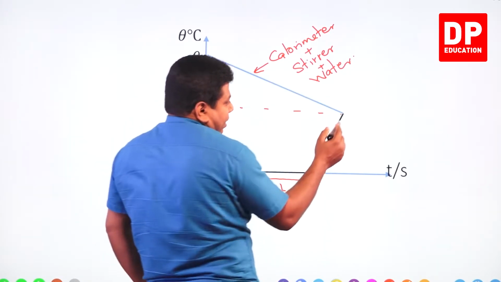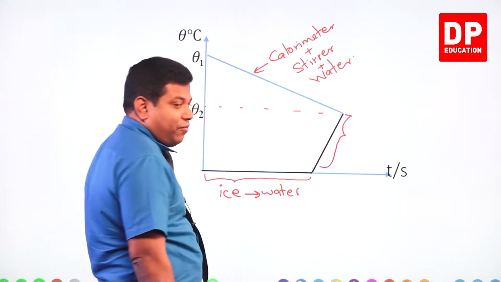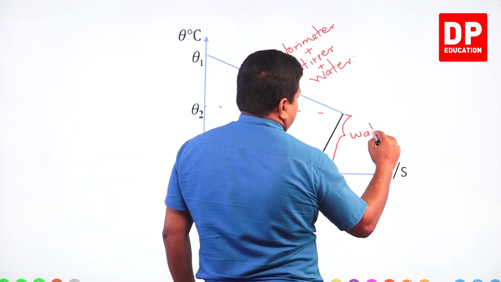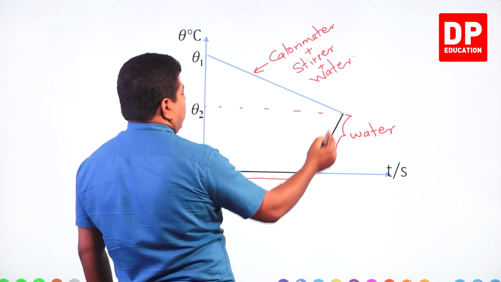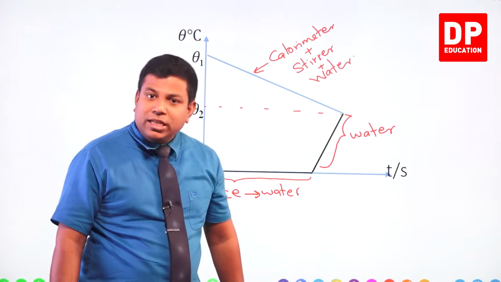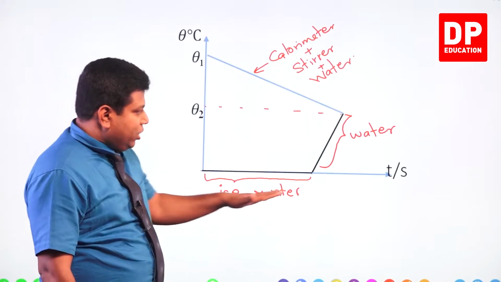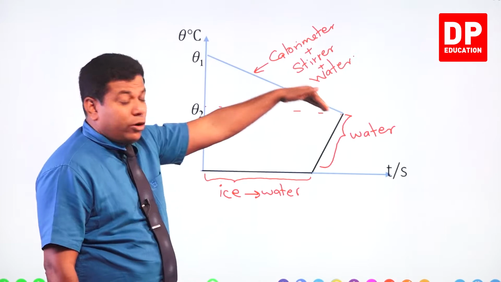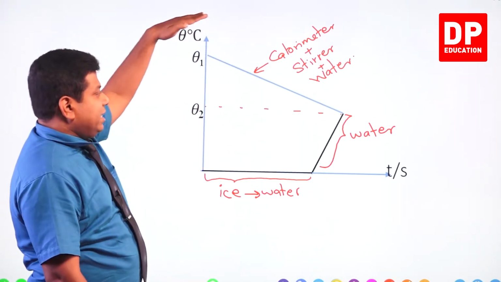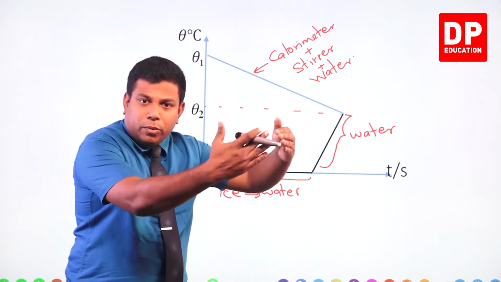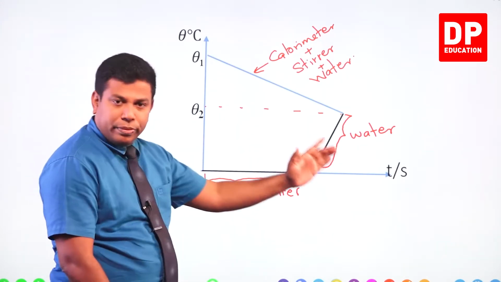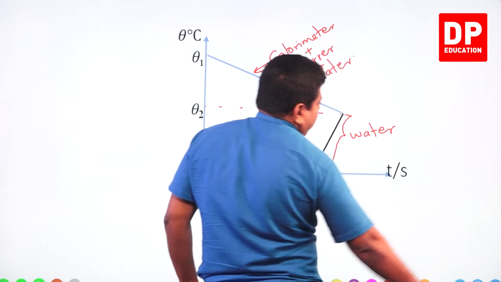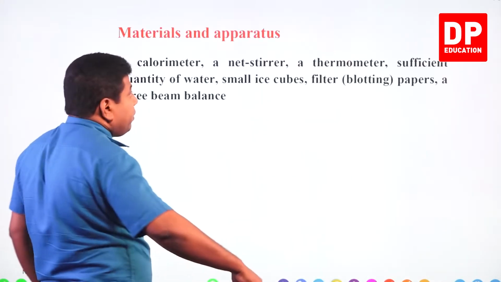Then that newly added water, that means the water that has come from the fusion of ice, that's temperature increased from 0 to the new equilibrium temperature theta 2. So this is the newly added volume's temperature change. This is the already existing volume's temperature change. That was at theta 1, this is at 0. Both of them come to an equilibrium at theta 2. Clear? We will see how we are going to do the practical or experiment.